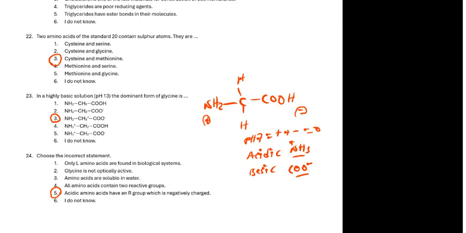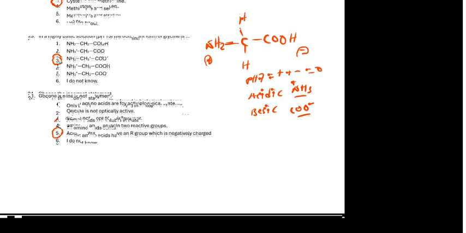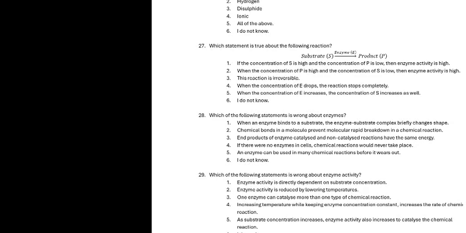So 25. The secondary structure of proteins is stabilized by... So the secondary structure is stabilized by hydrogen bonds. Since secondary structure has to do with alpha helix and beta pleated sheet, we only have hydrogen bonds.